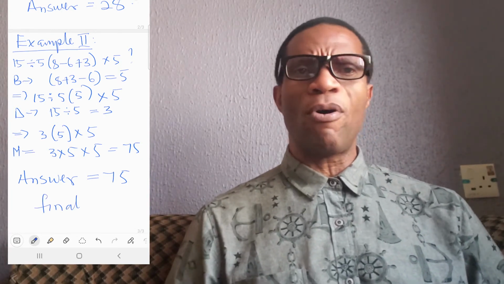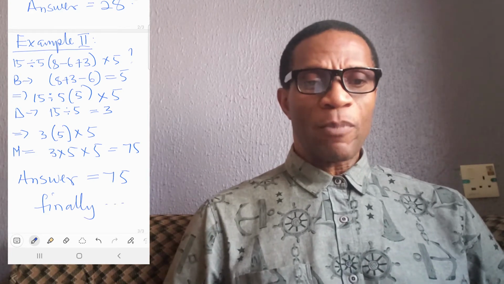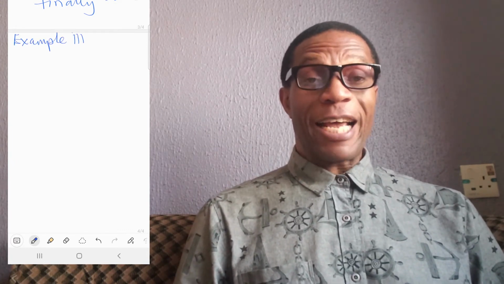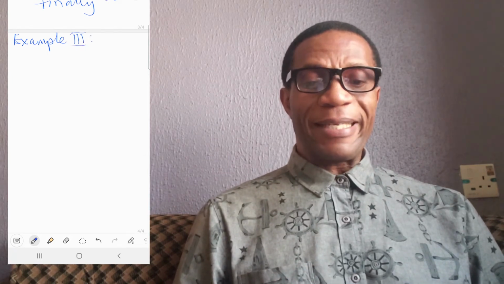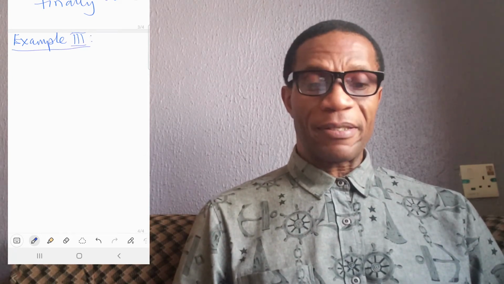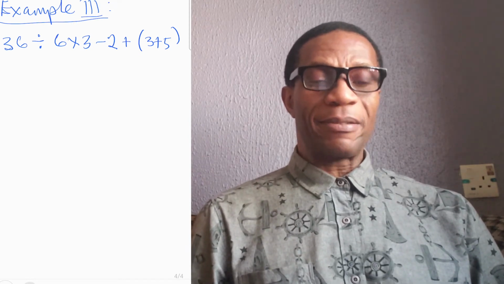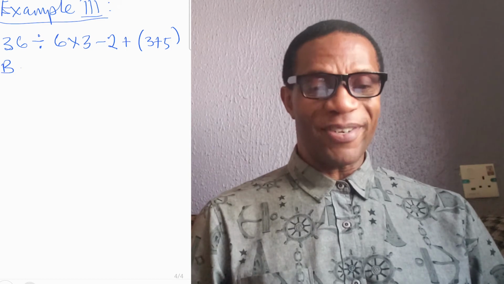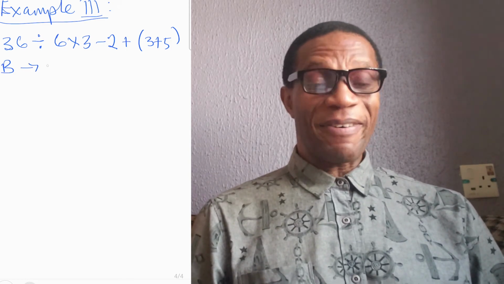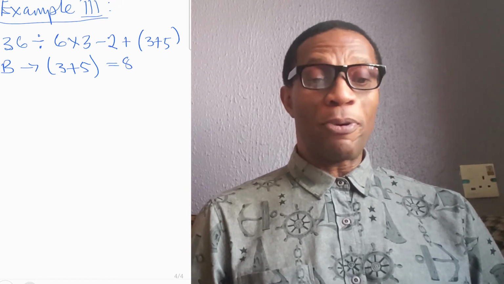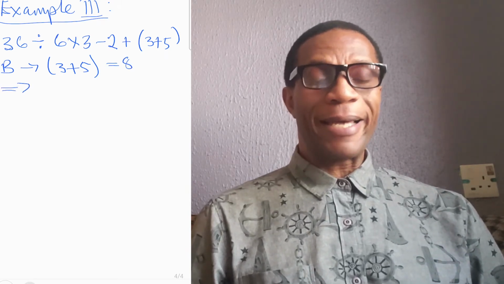Let's look at a more detailed example that can give us an idea of how to resolve fractions when they are all put together. So as our third example, we have 36 divided by 6 times 3 minus 2 plus, in bracket, 3 plus 5. I'll take the expression again. 36 divided by 6 times 3 minus 2 plus, open bracket, 3 plus 5, bracket closed.